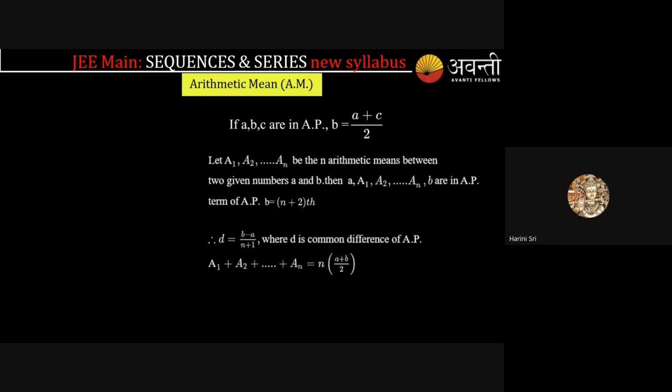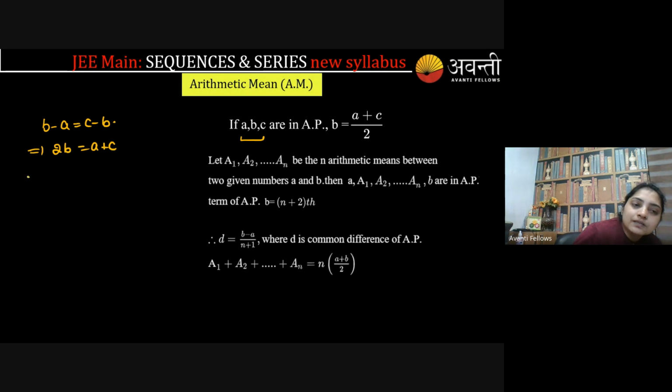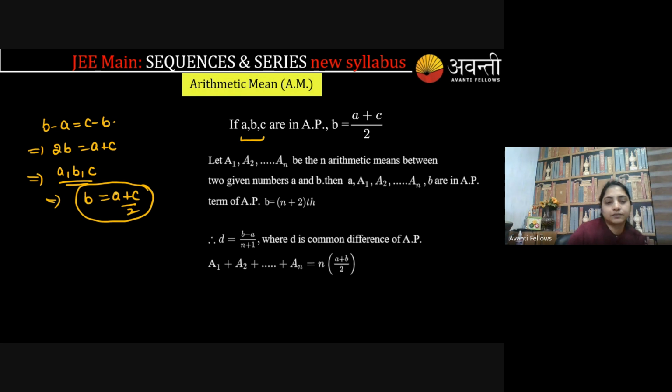अब देखिए, next topic is arithmetic mean. So A, B, C are in AP. You know that B minus A is equals to C minus B. It can conclude 2B is equals to A plus C. It means if three numbers A, B, C are in AP, then B must be A plus C by 2. This is called arithmetic mean between two numbers.